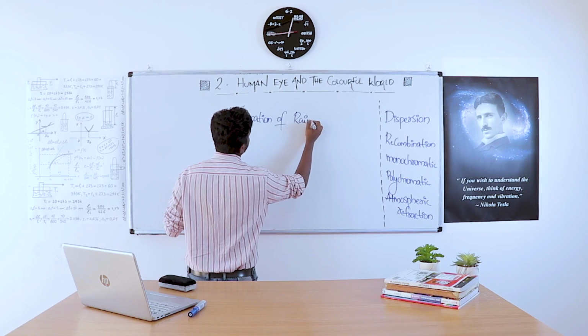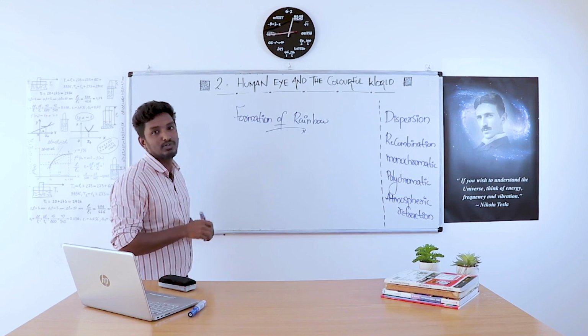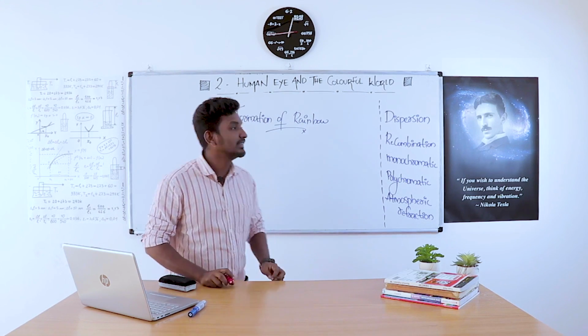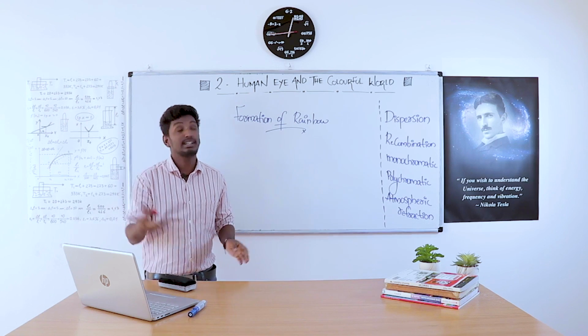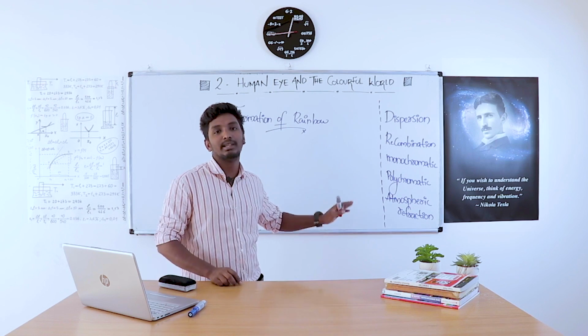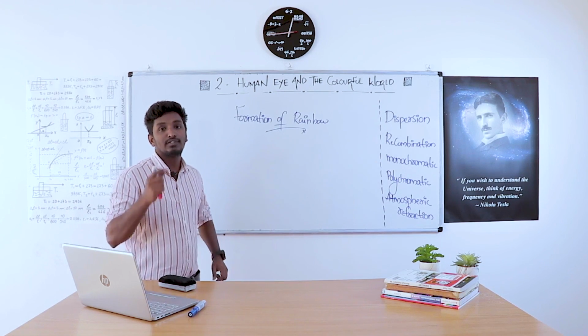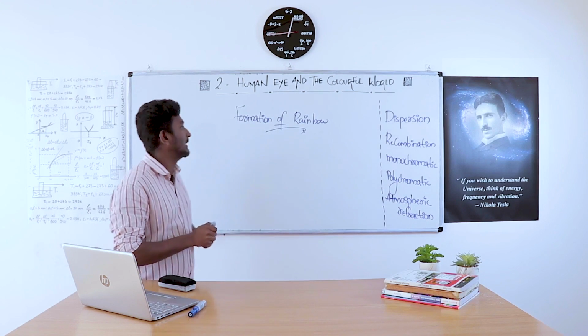How is a rainbow formed? You all know that a rainbow is formed in the sky after raining, not at noon time. After raining, we can sometimes see a rainbow. How is this rainbow formed? After raining, the atmosphere consists of lots and lots of water droplets.